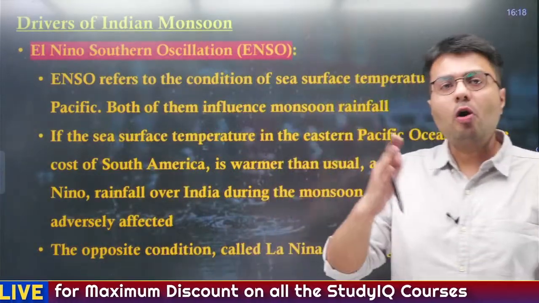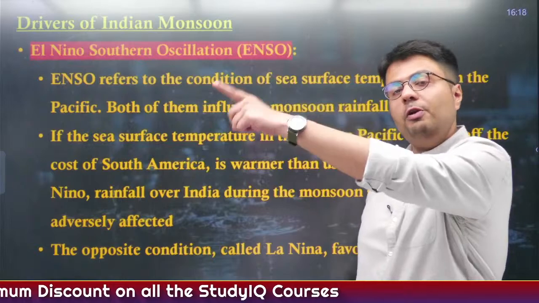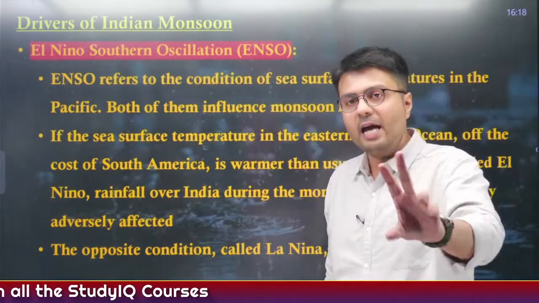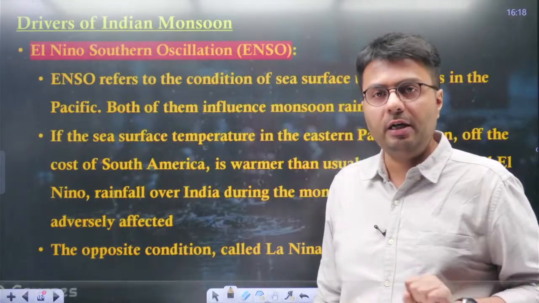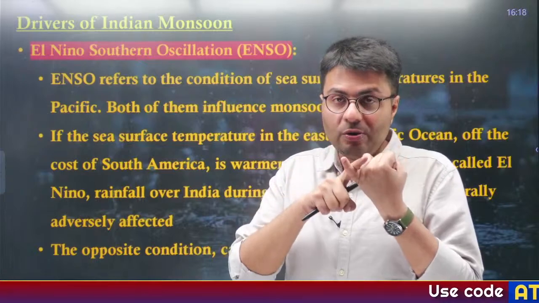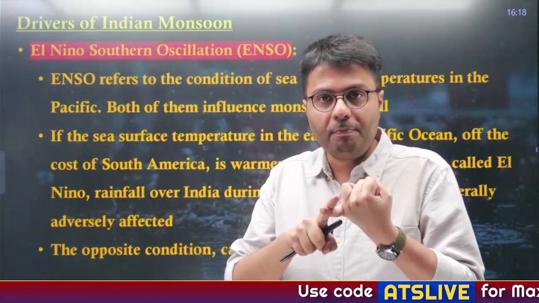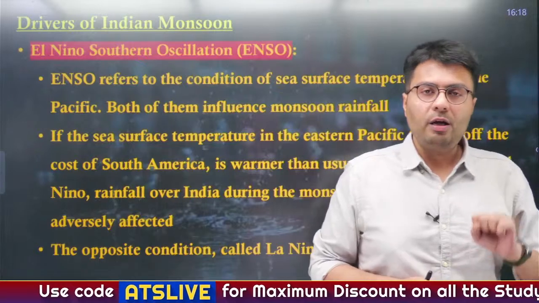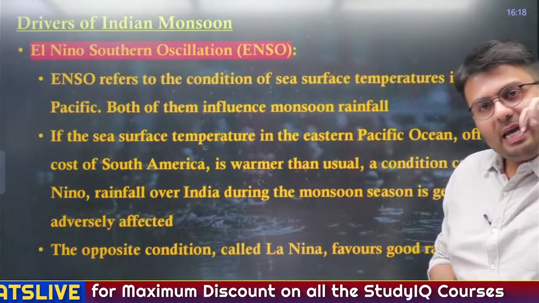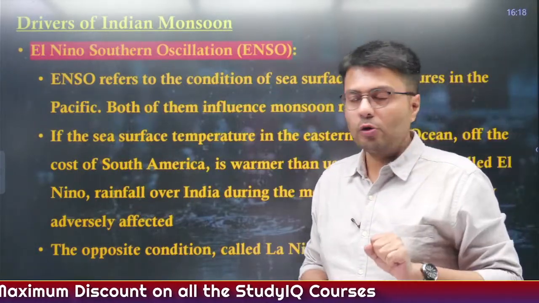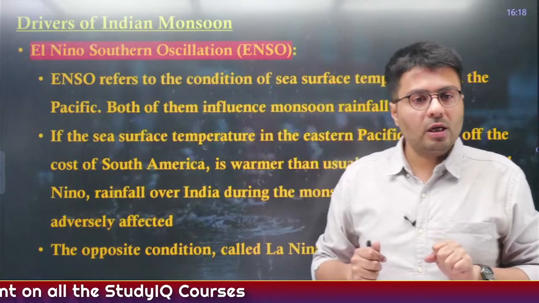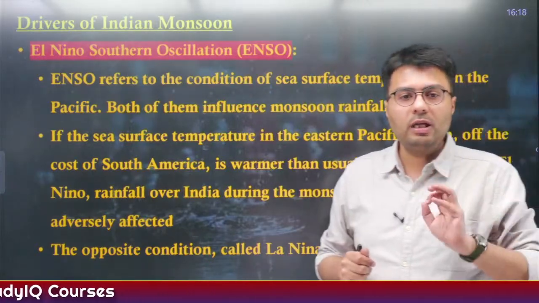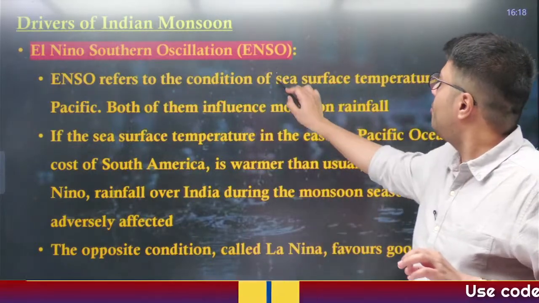Now let's talk about the drivers of Indian monsoon. If you remember the first slide, the IMD has predicted 3 drivers of Indian monsoon, that is El Nino Southern Oscillation, Indian Ocean Dipole, and the levels of snow cover in the northern hemisphere, or particularly in the Eurasian region. These are the drivers of Indian monsoon. Now what is El Nino Southern Oscillation? Now El Nino Southern Oscillation refers to the sea surface temperature.